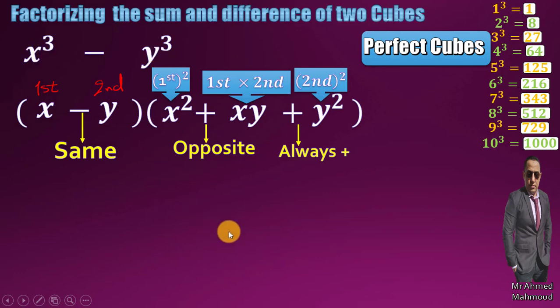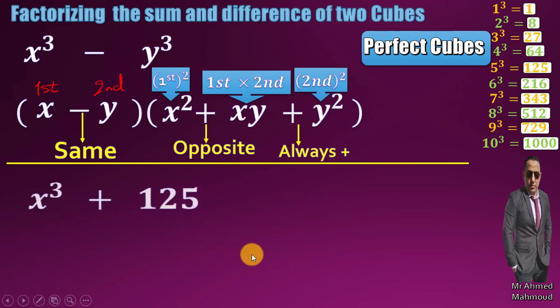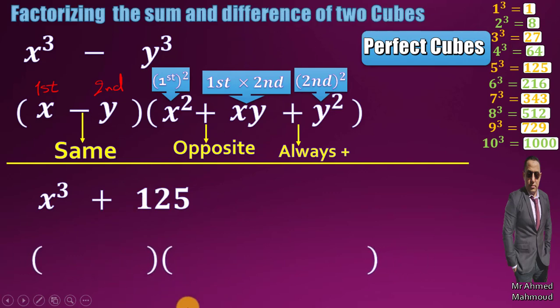Let's study another example. If I have x power of 3 plus 125, x power of 3 is a cube because this is power 3. 125 here is a cube, and its cubic root is 5. So this is a sum of two cubes. So I'm going to open a small bracket and a big bracket like this.